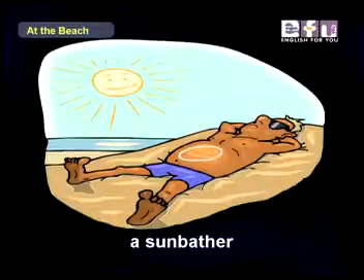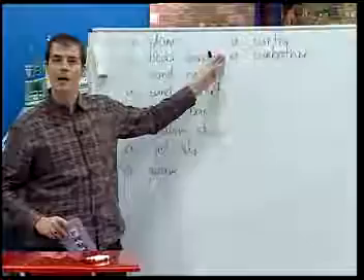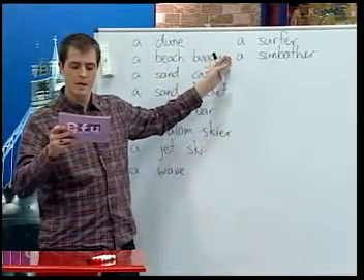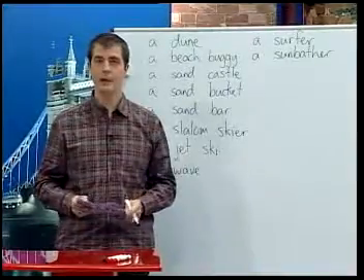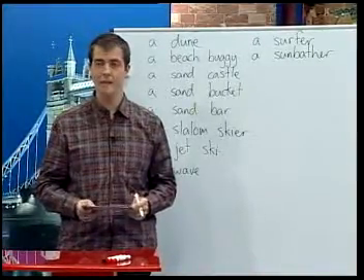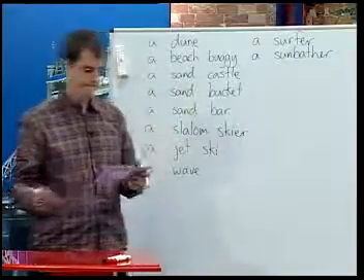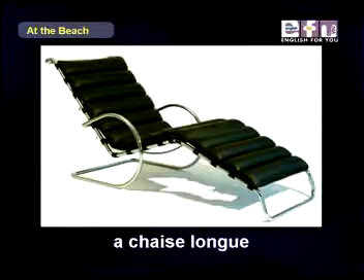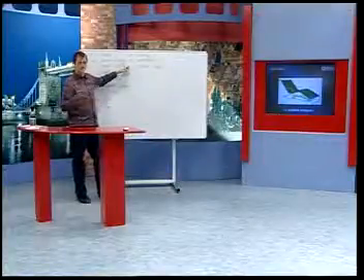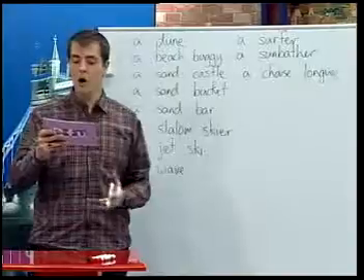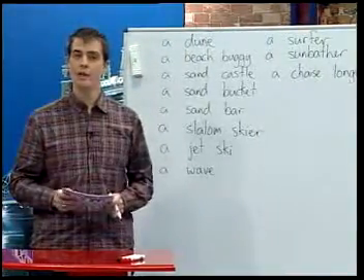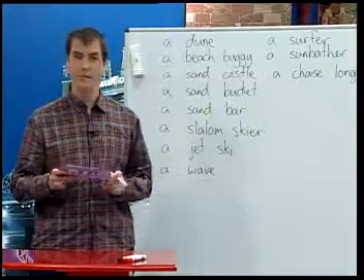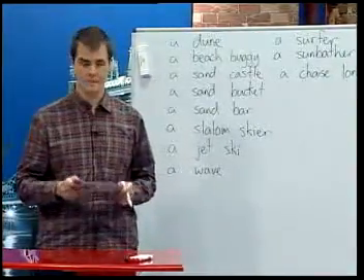A sunbather. A sunbather is a person who likes to lie in the sun. And this person can either suntan or sunburn. A chaise longue. Now a chaise longue is a long chair with a back that can be upright for sitting or it can lie flat for sunbathing, and it's used on the beach.